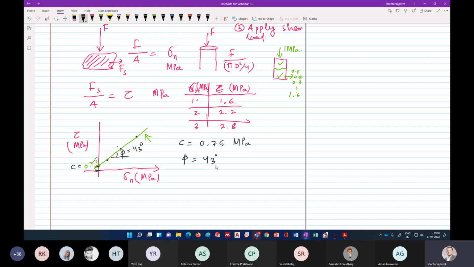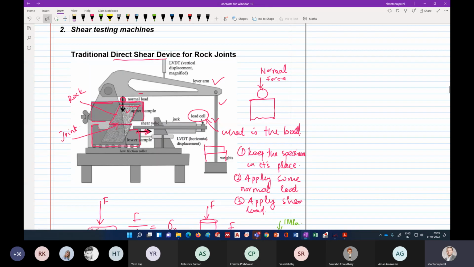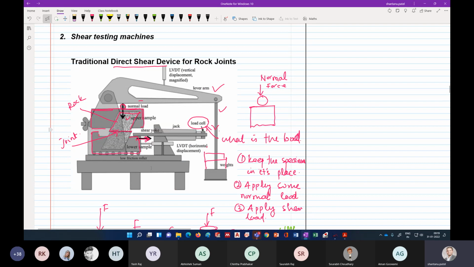Okay, so let me quickly tell you what we do here. We put it in this setup called the direct shear test setup. We first put the sample here and apply a particular value of normal load, and see at what value of shear stress there will be a relative movement between these two sides of the joint, right? So that value we try to find out.